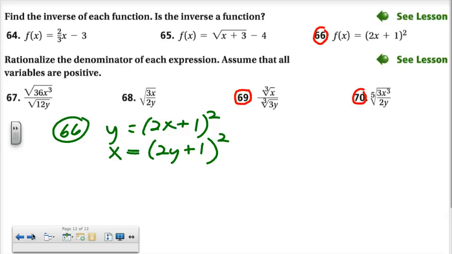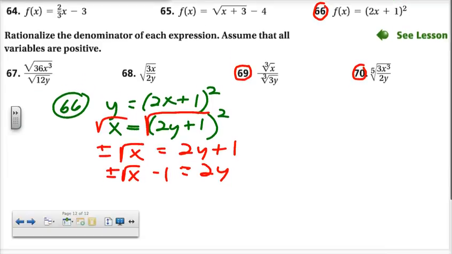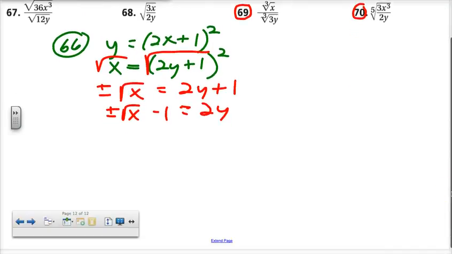Well, I can't gain access to that y until that squared piece is gone. So I have to take the square root. But when you draw that square root symbol on there, now you have to put that plus or minus piece in front of it. And then on the other side, we'll have 2y plus 1. So we're still solving for y. We're going to subtract 1 from both sides. And then what we need to do is go ahead and divide everything by 2.